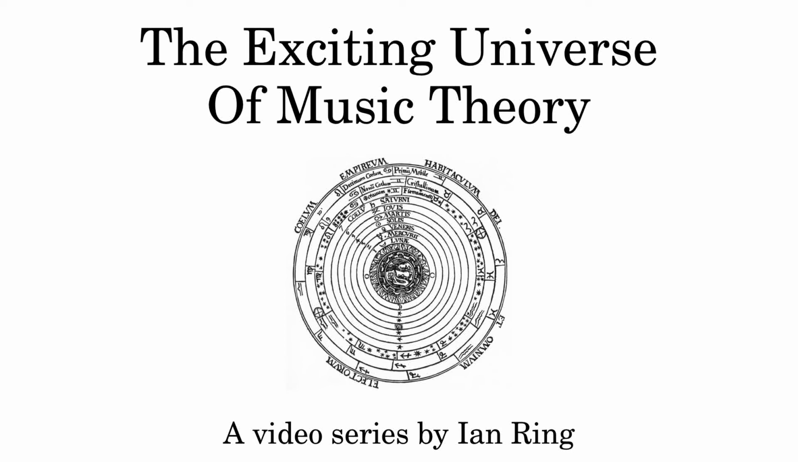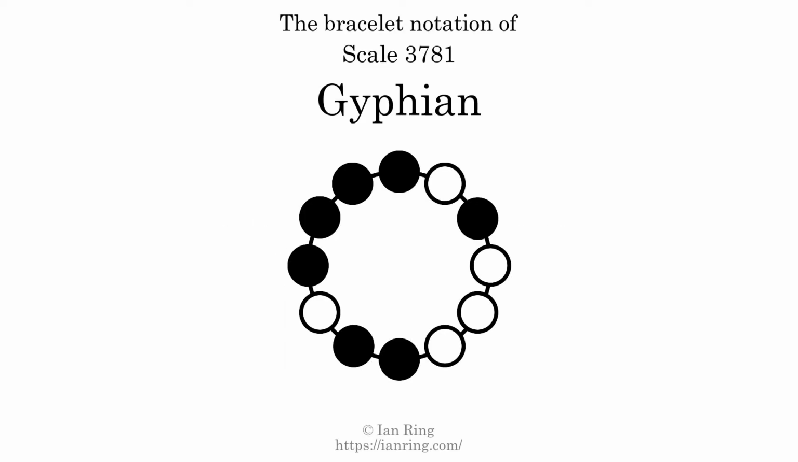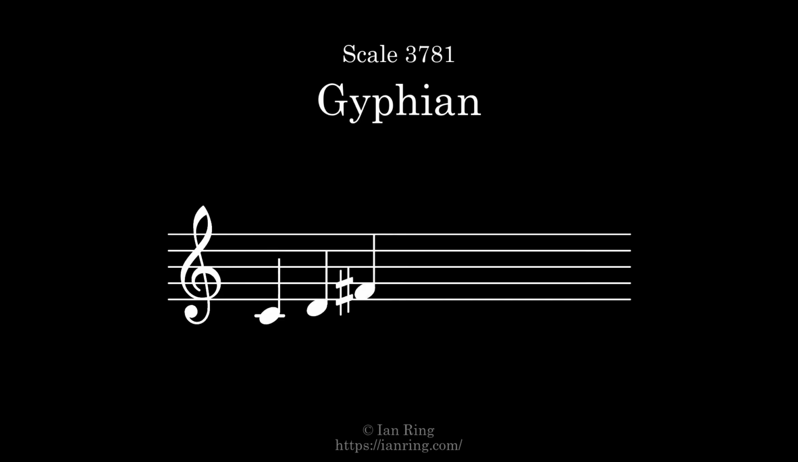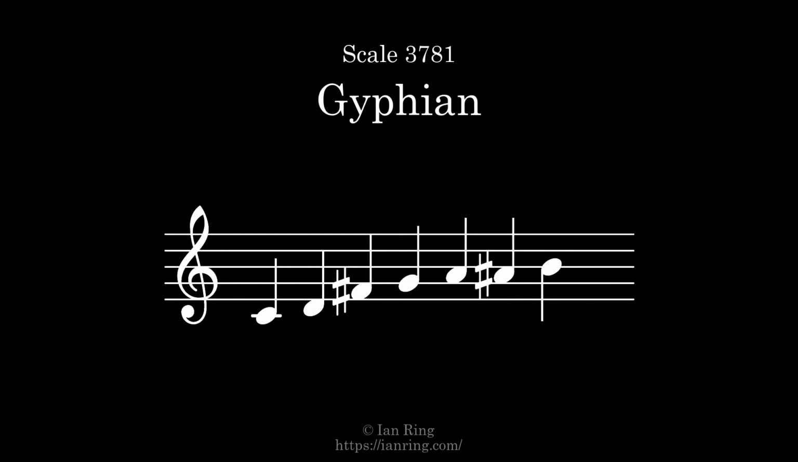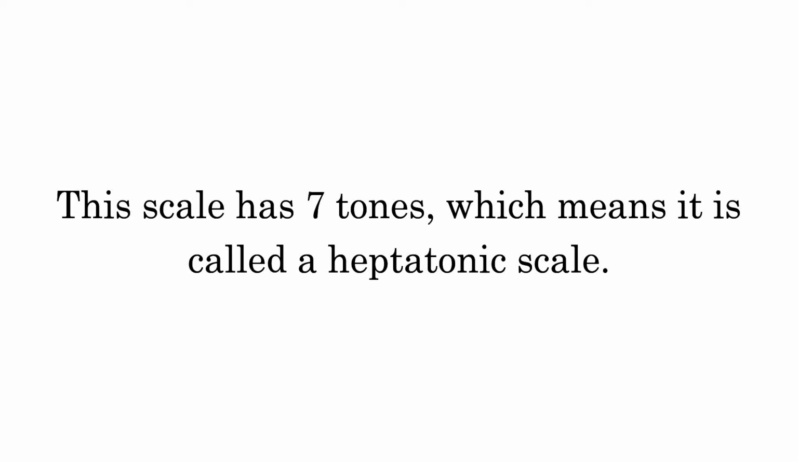Welcome to the exciting universe of music theory. Are you ready to learn? Then let's begin. Today we will talk about scale 3781, Gyphian, which sounds like this. This scale has 7 tones, which means it is called a heptatonic scale.